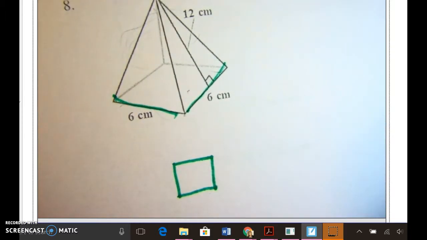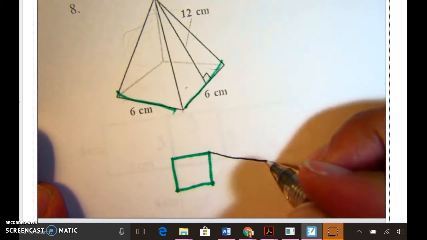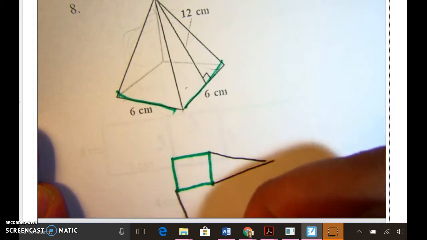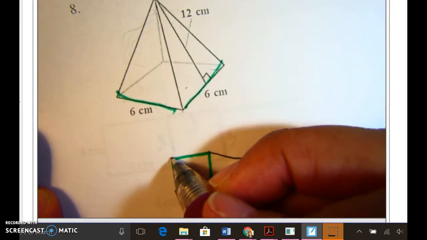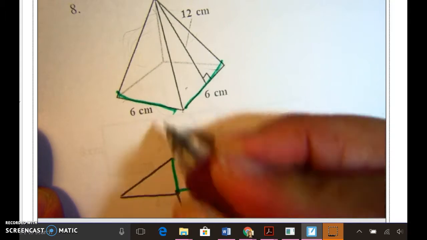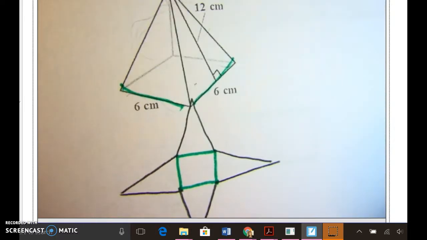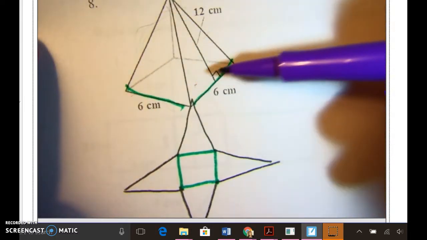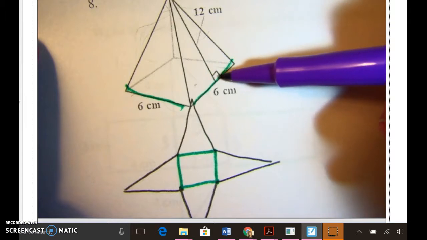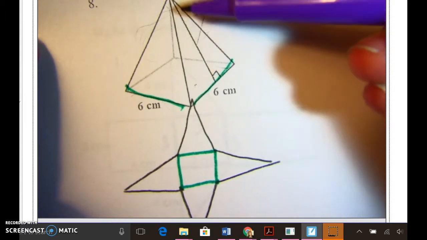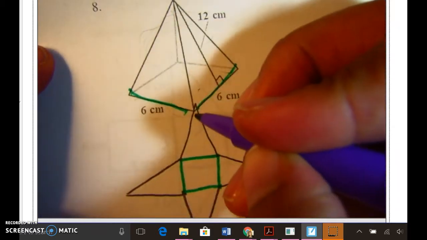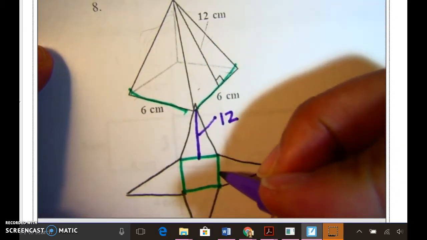Then I'm going to draw all the triangles coming out. I'm going to draw just the sides. I don't know how long the sides are. The sides are long though. If this is 6, then those sides are really tall. I don't know how long those are, but I see that little 90-degree right angle symbol. I know that this is the height of the triangle and it's 12. And that's the same on each one.